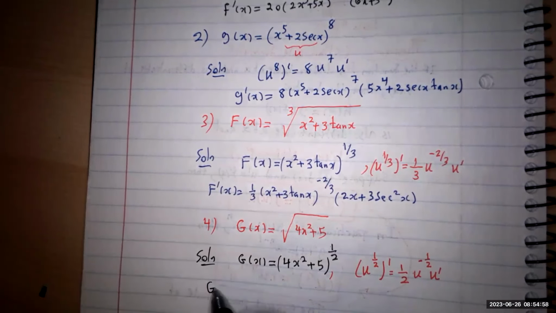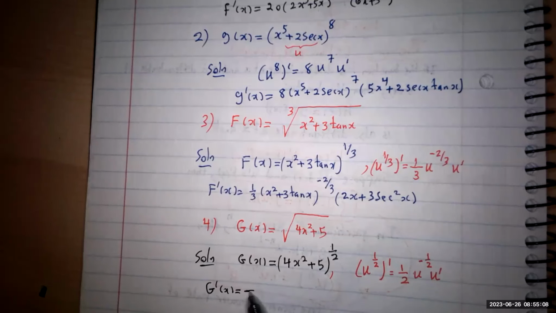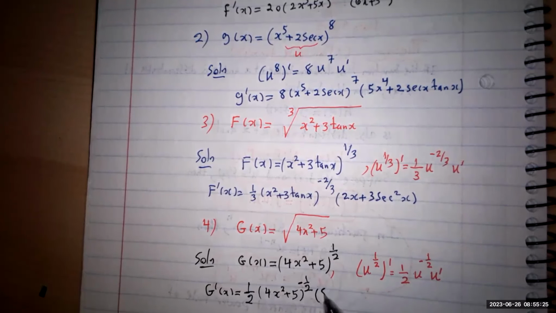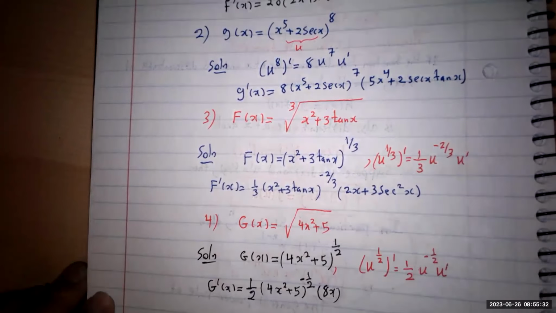Copy the formula here to get the solution. So g prime of x is going to be equal to 1/2, no change here, 4x squared plus 5 to the 1/2 minus 1, which is negative 1/2, times u prime, the derivative of the inside. Its derivative is going to be 8x, and the derivative of 5 is 0. Any question? But you're not done.